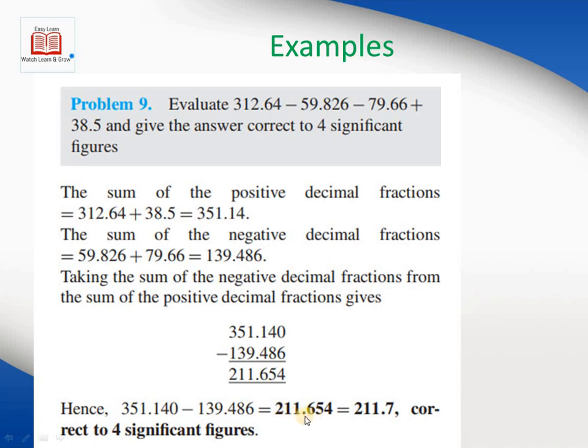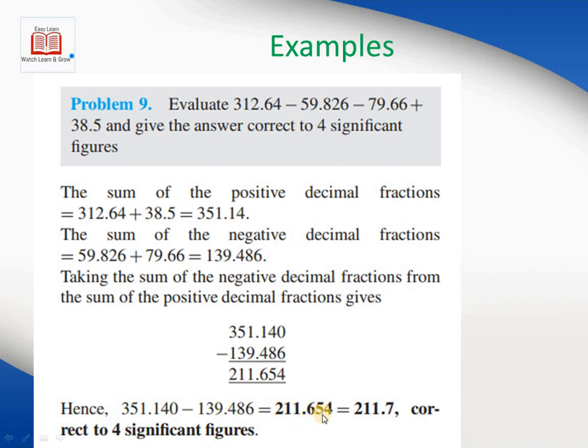So 1, 2, 3, 4, we need the answer 211.6, but remember that the next digit is 5. This is the most common case. Whenever you go into the examination, most of the time the teacher will ask you questions involving 5. Most of the time you find the 5 when you are going to round off. Students may find this 5 case a little bit difficult, that's why it's a little bit tricky.